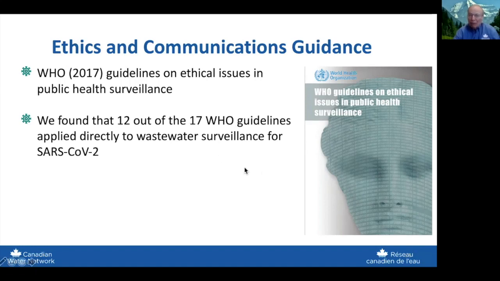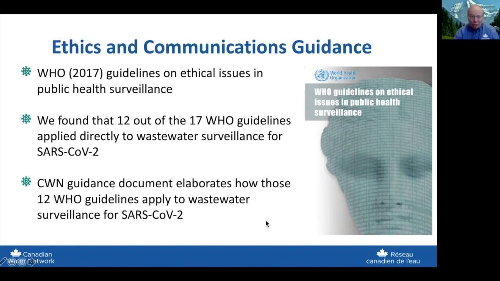We found that 12 out of the 17 guidelines that were in the WHO document applied directly to wastewater surveillance. So our report on this, which is available on our website, simply elaborates how this activity reflects on the guidance that WHO has provided. We found that explaining that is the way to make this real.